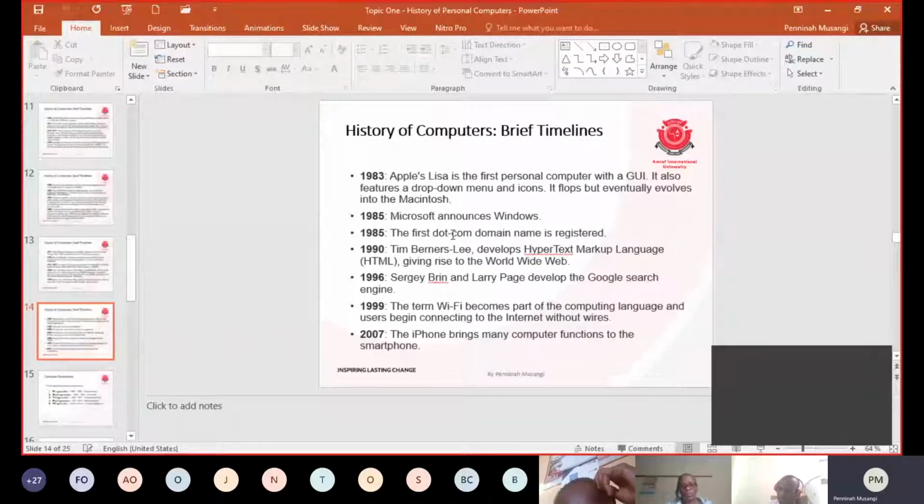In 1996, Sergey and Larry Page developed what we know as the Google search engine. So the Google search engine was developed in the year 1996 by Sergey Brin and Larry Page.